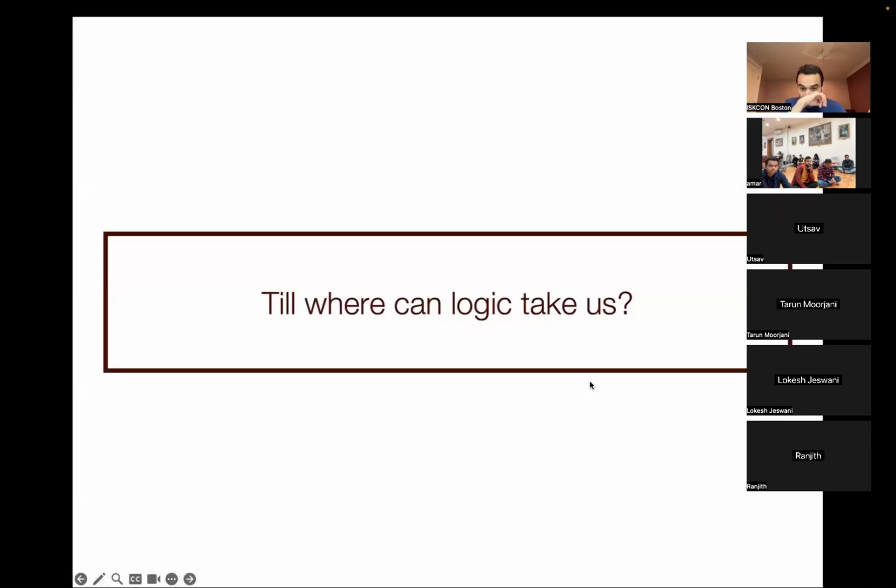Now, till where can logic take us? Do you think in our tiny brains we can understand all truths? It's simply impossible. So with logic, this is a nice oxymoron, we can logically understand that everything cannot fit into logic. Isn't that a logical conclusion? Using our own logic, we can come to a conclusion that logic cannot explain everything. And it's a logical conclusion.